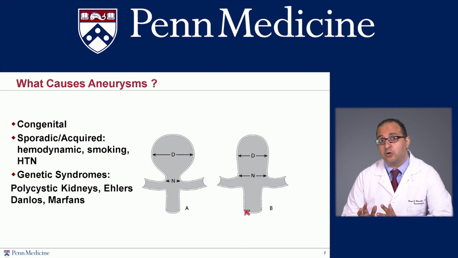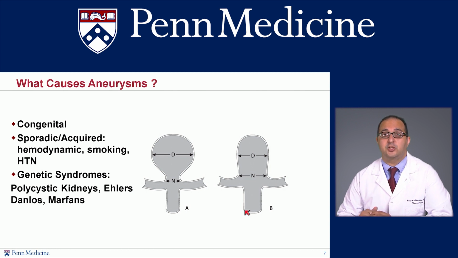There are some syndromes that we know about in people who have polycystic kidney disease or Ehlers-Danlos syndrome, where there can be defects in the blood vessel wall with the muscle formation or the elastin within the wall that can lead to these defects that puts people more prone for forming aneurysms, and also in Marfan syndrome. But again, it's a combination of things, but the most common subtype is sporadic.